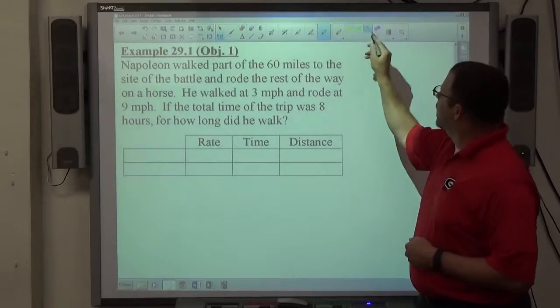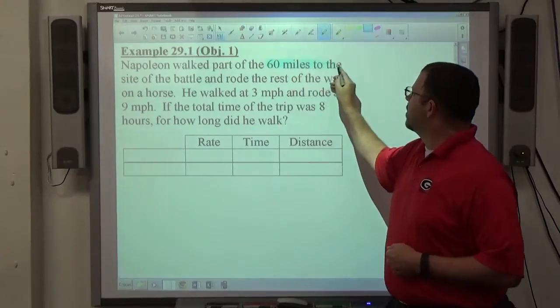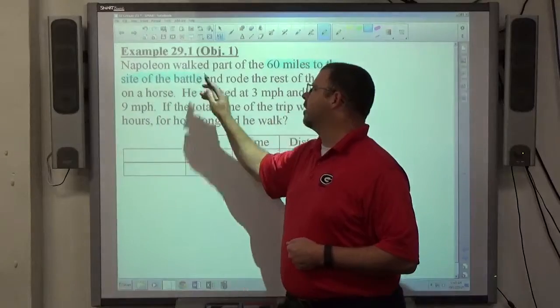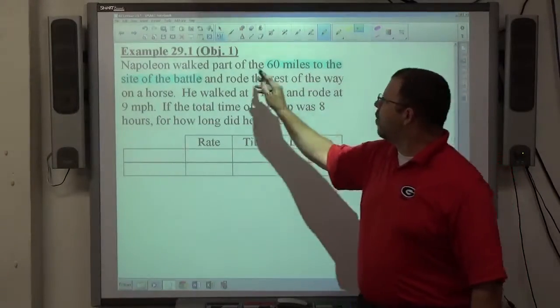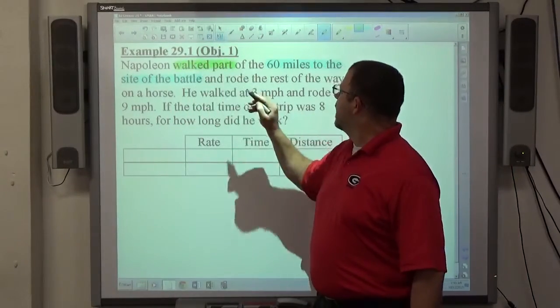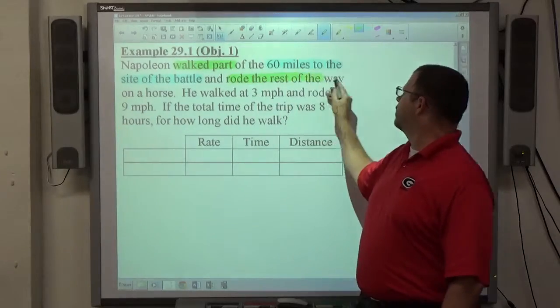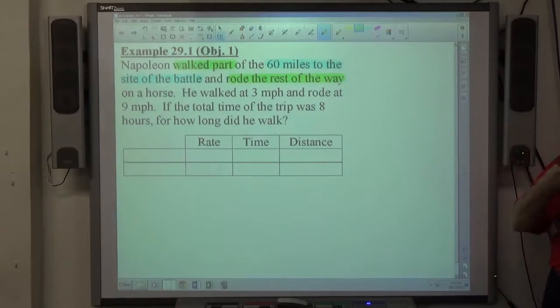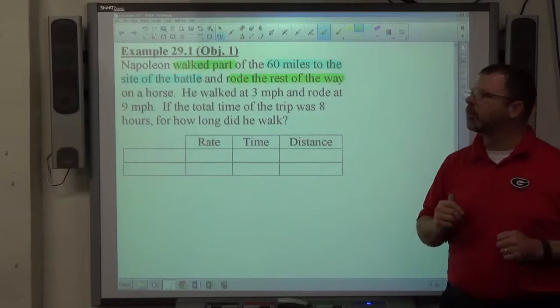Now, if you take a look at this, 60 miles to the side of the battle, so we know how far away the battle is. And it says he walked part of the way, and he rode the rest of the way. So he's walking some of the distance, he's riding some of the distance. There's nothing to imply how far he walked and how far he rode was equal to each other.